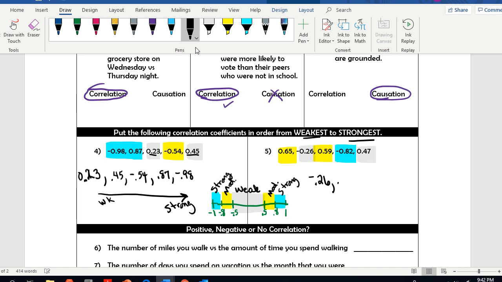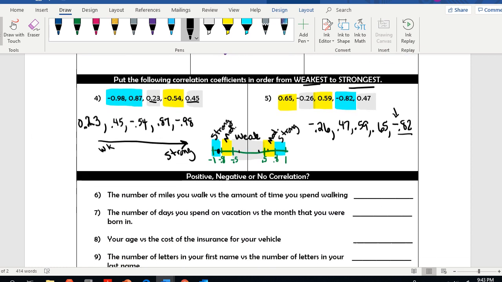-0.26, 0.47, 0.59, 0.65, -0.82. And you're going, whoa, how did this negative get there? Because the 0.82 puts it over in the strong region right in here. And something weak that's falling around in here or moderate, that's just not as strong. It doesn't end up in the blue area. Okay, there we go. Last section.